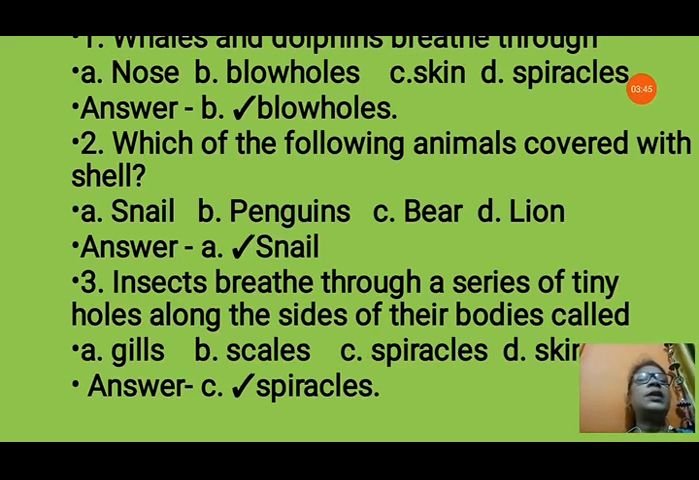Question number 3, insects breathe through a series of tiny holes along the sides of their bodies called A, gills, B, scales, C, spiracles, D, skin. So the answer is C, spiracles, because spiracles are the holes along the side of their body that help them to take in air.